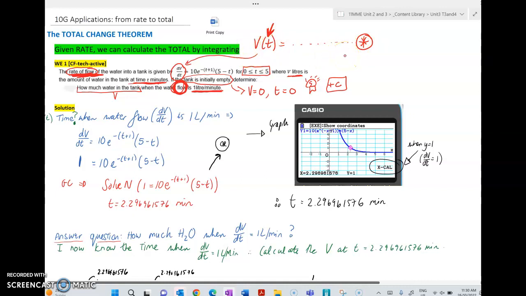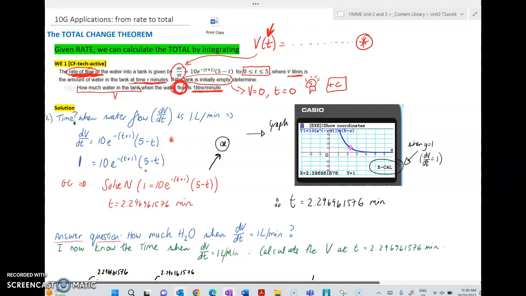But let's just go through the solution now. How much water, if the water flow is 1 liter per minute? In other words, this function that we got given over here, the derivative function dV on dt, what do I know? I know that my left-hand side is equal to 1. That's the flow of the water is equal to 1. So 1 is equal to my right-hand side. Now you're in a position to find the time when the water flow is 1.